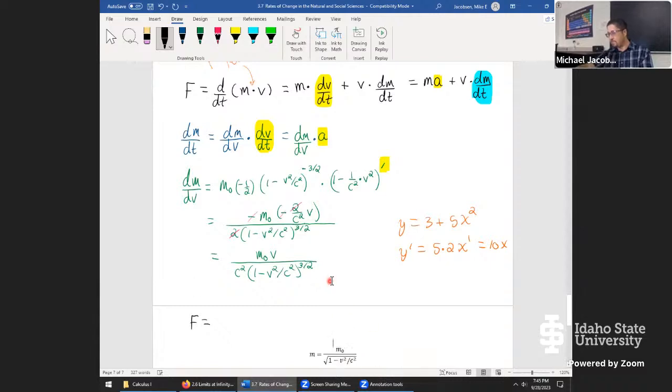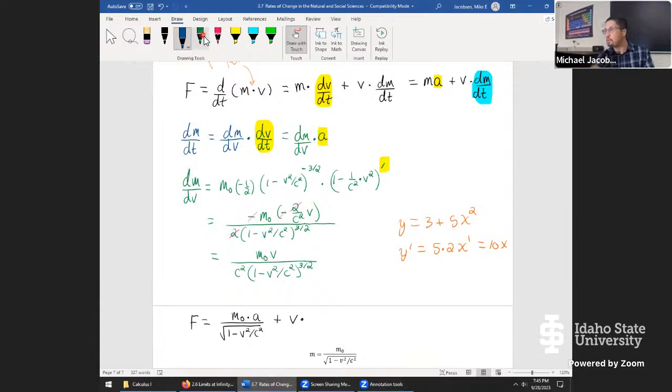See if I can move that. There we go. So where M is, I'm going to copy M naught root 1 minus V squared over C squared. Then we're multiplying that by A. So it'll be times A right here. Next, we have to add on V for velocity. And now we multiply that by dm/dt. So now we're unwinding. Down here, dm/dt becomes this, dm/dv times acceleration.